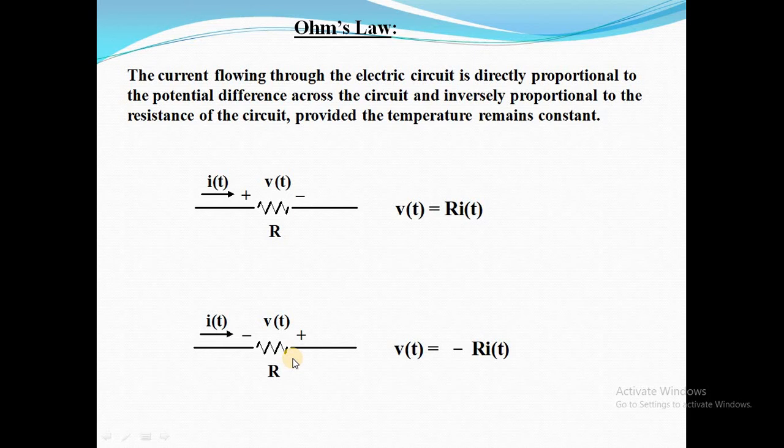You can see how this concept works in the flow of water. When water flows, it goes from the higher slope to the lower slope. Like that, current also flows from higher potential to lower potential.